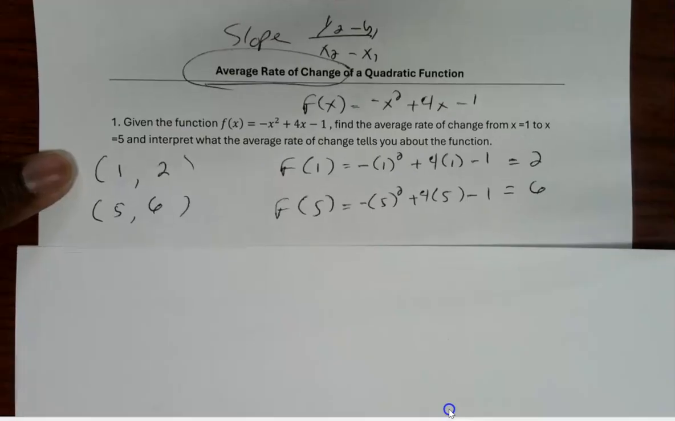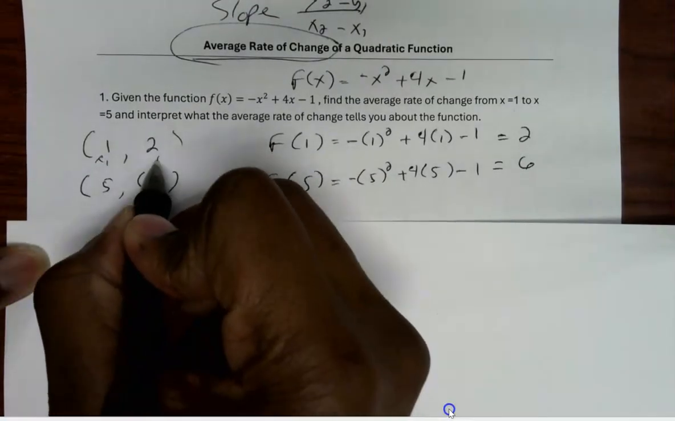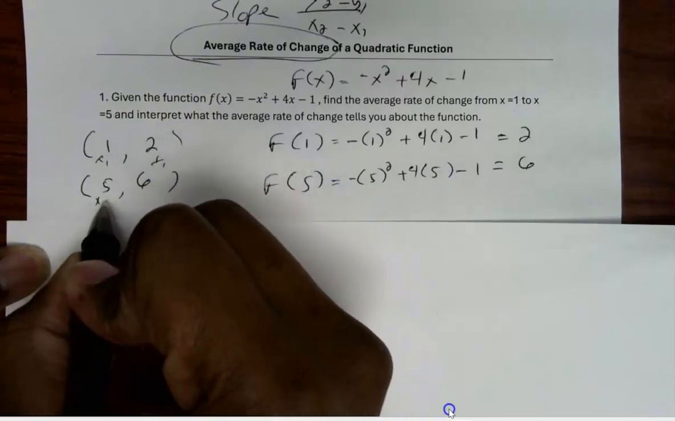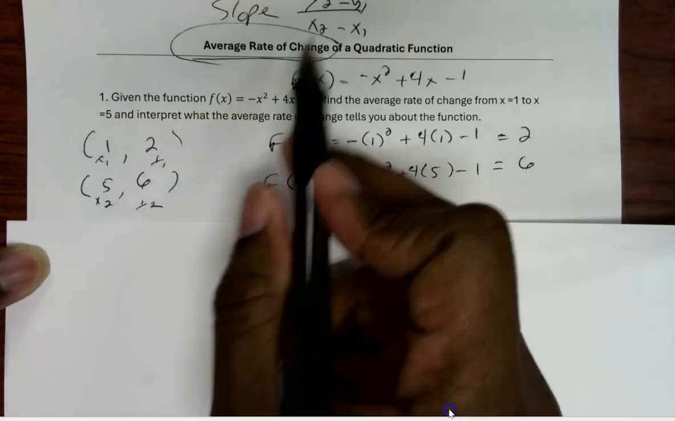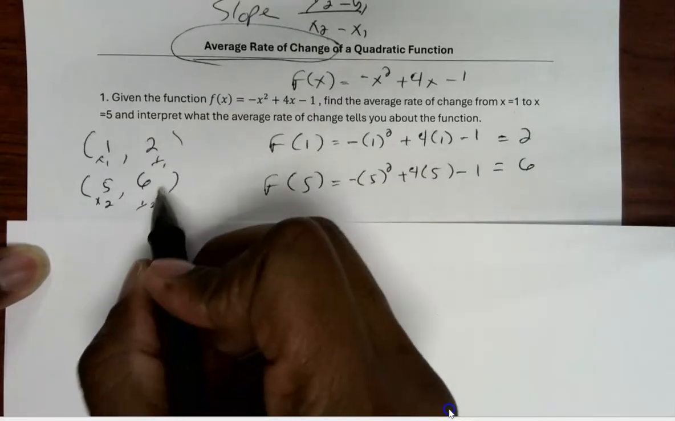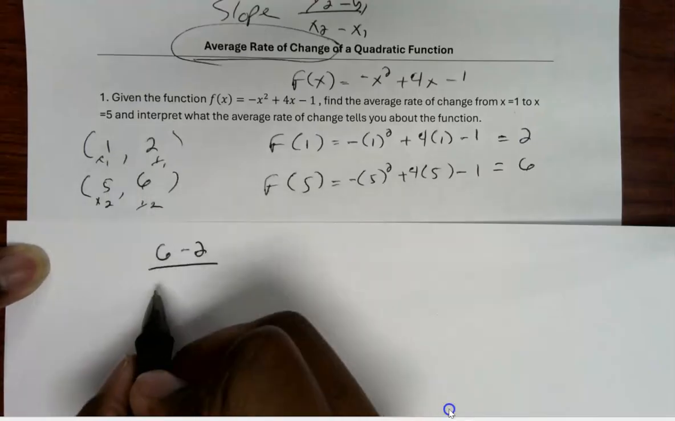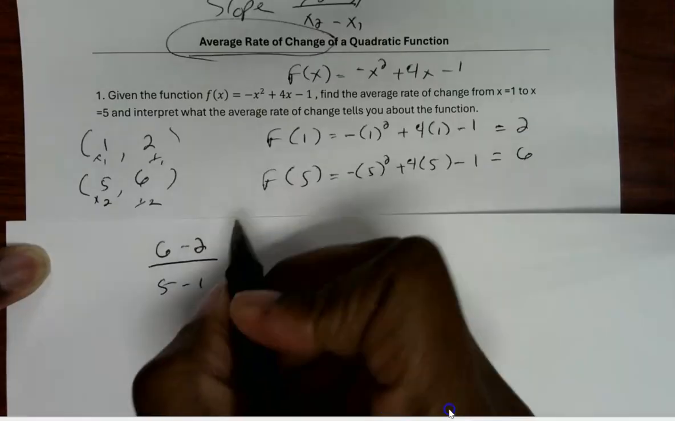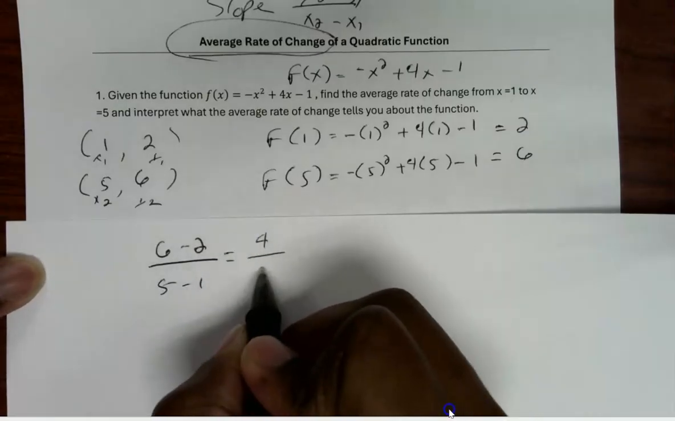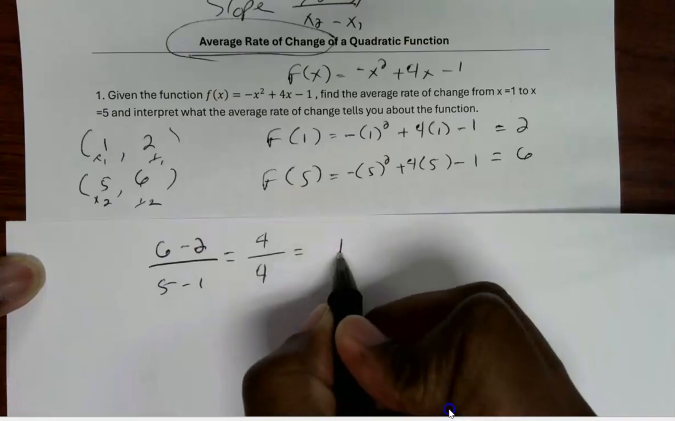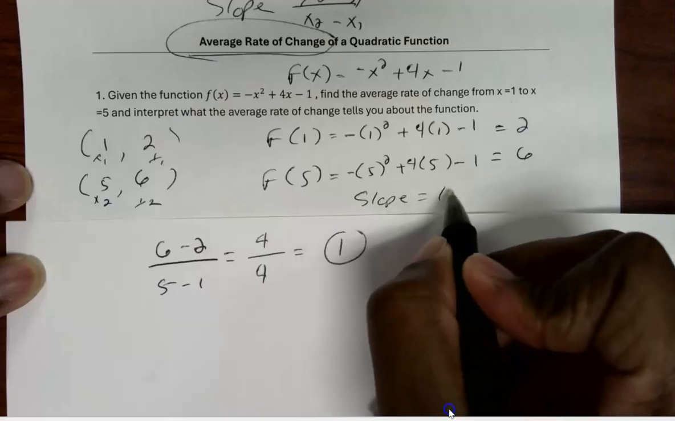From there, we're going to use the slope formula you've been using for a long time. So this is x1, y1, x2, y2. Subtract the y's on top of the fraction. So negative 6 take away 2. Subtract the x's on the bottom. 5 take away 1. So negative 6 take away 2 is negative 8. 5 take away 1 is 4. That slope is negative 2. So my slope equals negative 2.